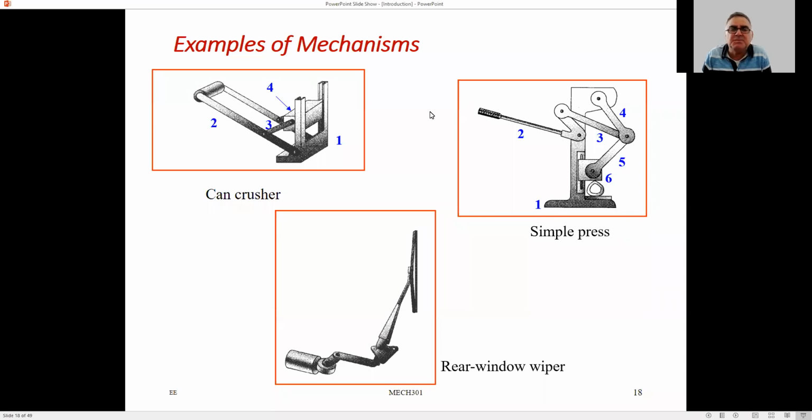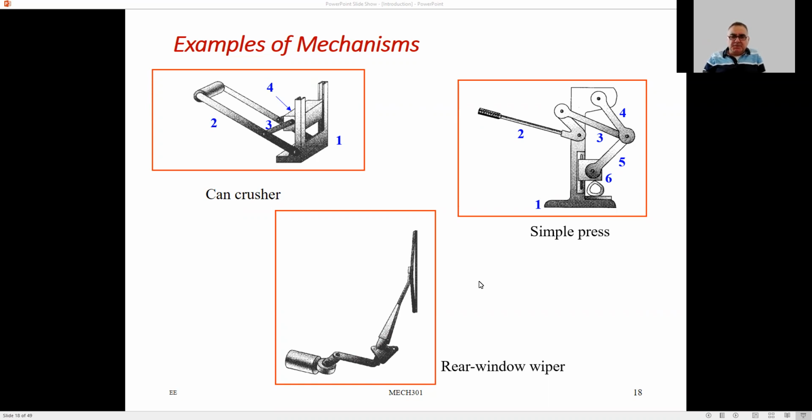We don't call it prismatic link. It is called a prismatic. There is a prismatic joint between link 1 and link 4. You don't have a prismatic link. You have a sliding link or a piston link. But the joint between link 1, which is the ground, and the 4 here in the can crusher, I mean, between 1 and 4, you have a prismatic joint, okay? The prismatic connection.